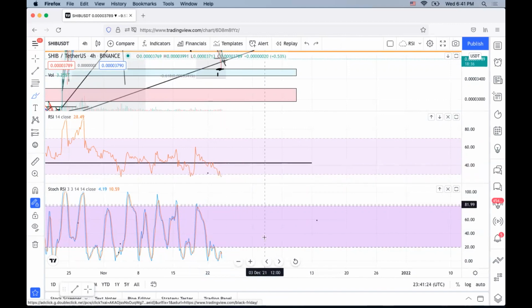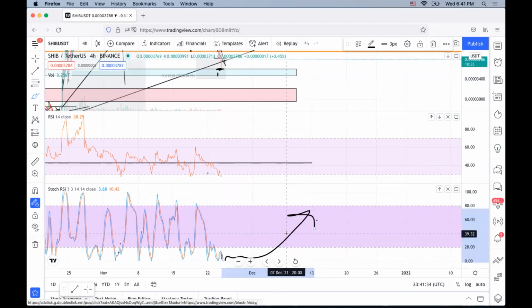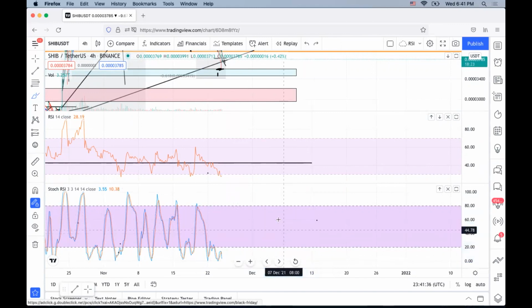bounce right here. Stochastic is all the way down. We are still oversold right here. We are still pointed to the downside. Of course, we can continue to bounce through here before we do see an uptrend coming on in the next couple days.